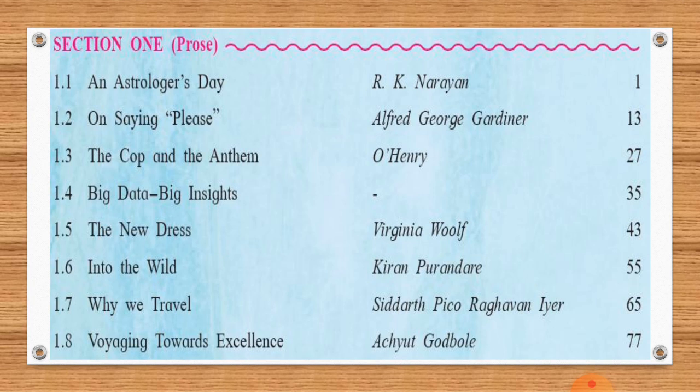Then The Cop and the Anthem. This is the third lesson, written by O. Henry, and this lesson deals with the story of one character, and his name is Soapy. Actually, this person Soapy was a homeless man who prefers to spend time in prison, and his different attempts to enter that prison.